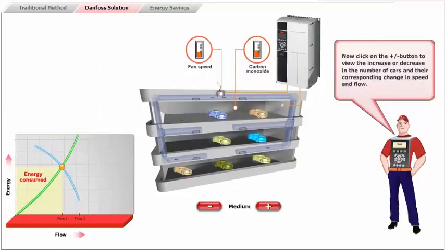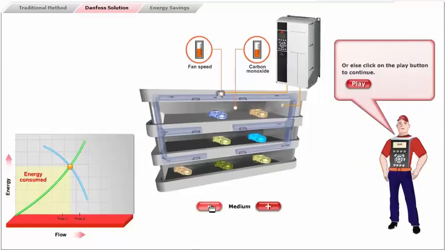Now, click on the plus or minus button to view the increase or decrease in the number of cars and their corresponding change in speed and flow. Or else, click on the play button to continue.